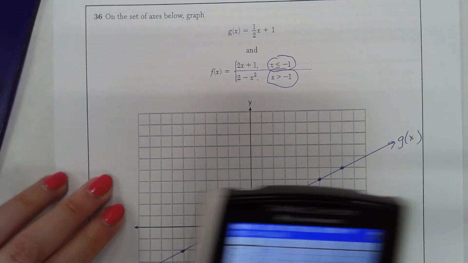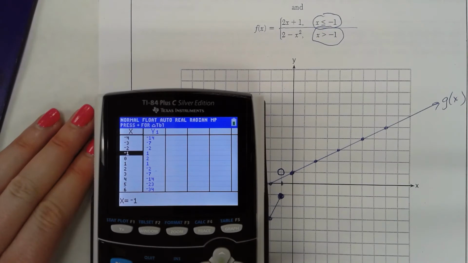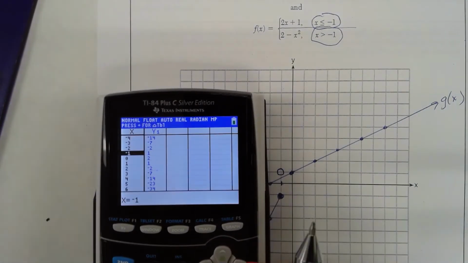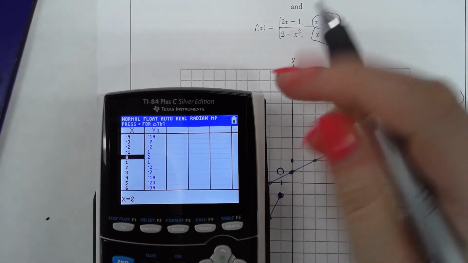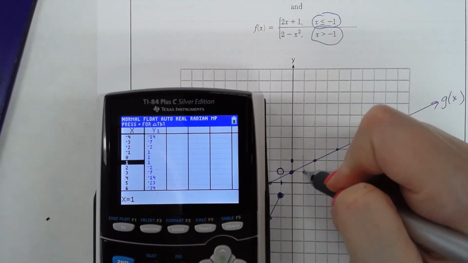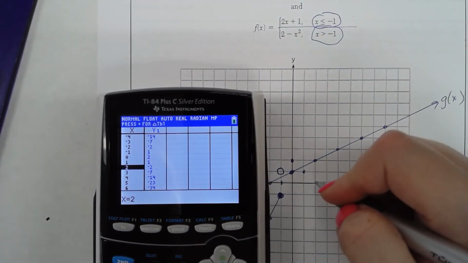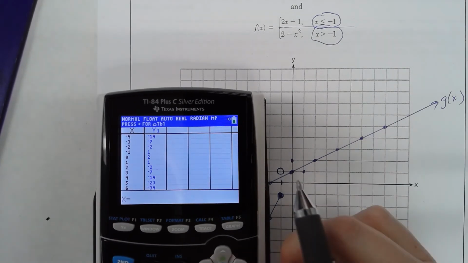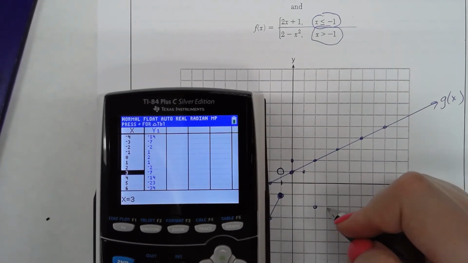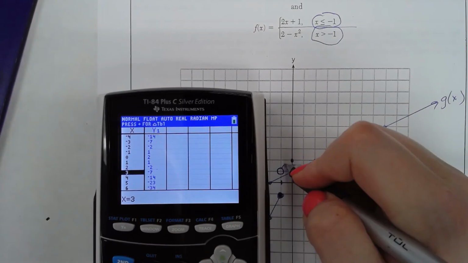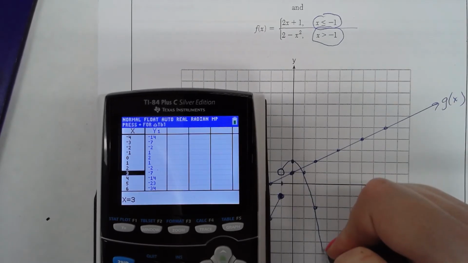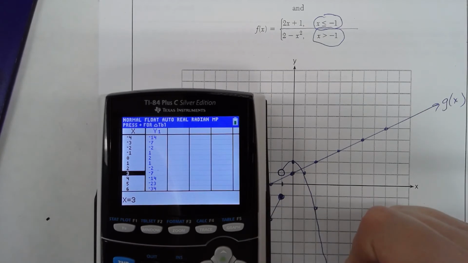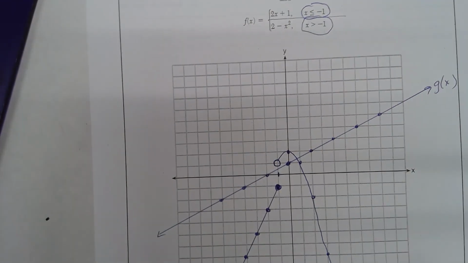And I want to plot all the points where x is greater than -1. So that means 0, 2, 1, 1, 2, -2, 3, -7. And that's just a little upside down parabola. And there you go. Okay.